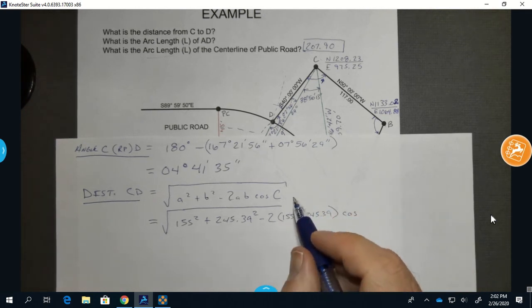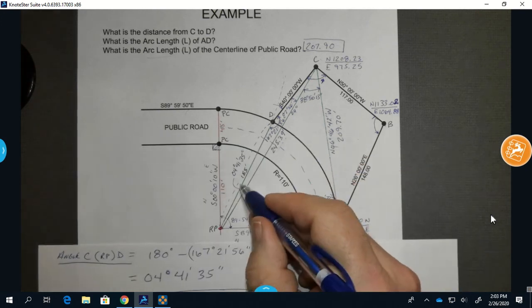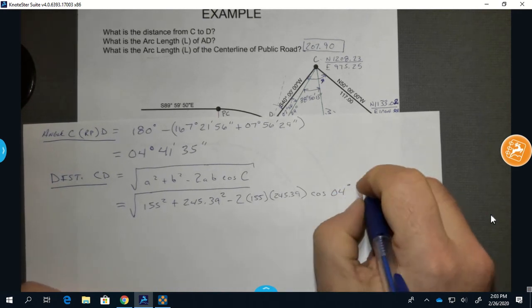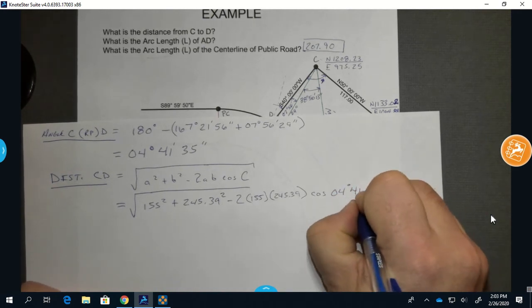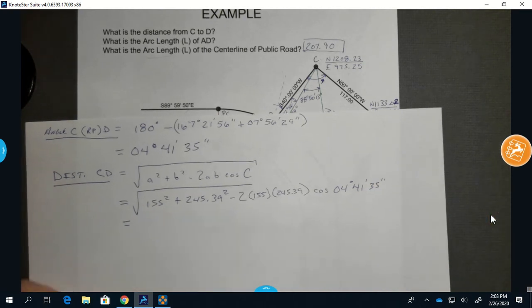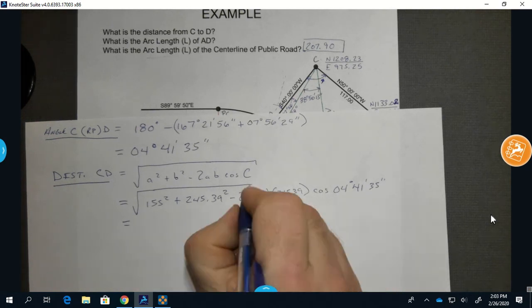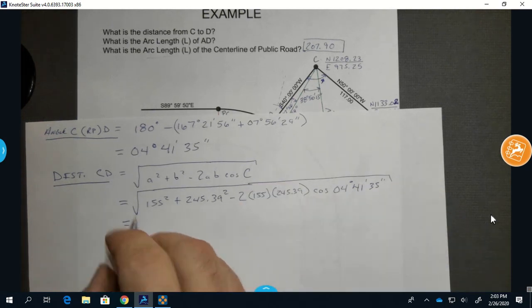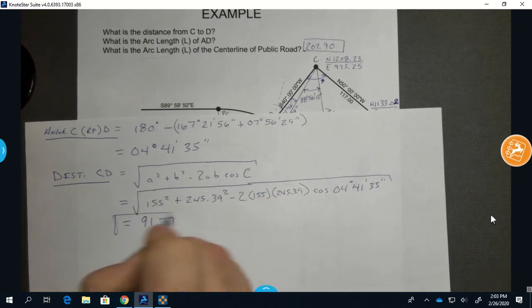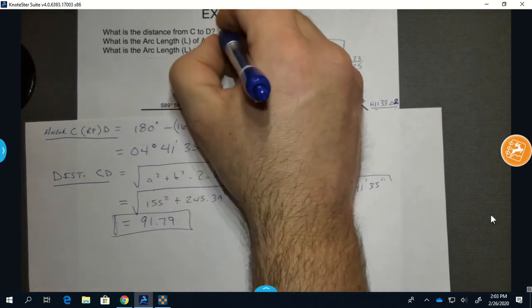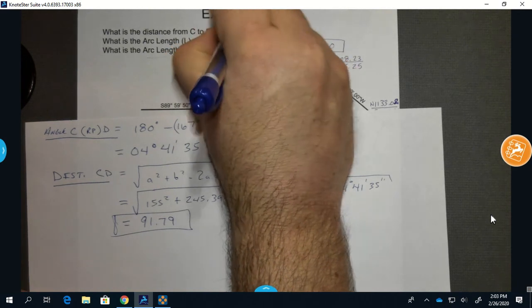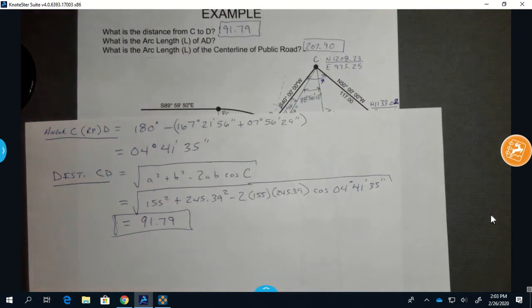What is angle C in this instance? Well, it's the one we just figured out. It's 04 degrees, 41 minutes, 35 seconds. Okay, so if I go through this calculation, I get 91.79. Okay, that is C to D, 91.79. There we go, we just solved that one.